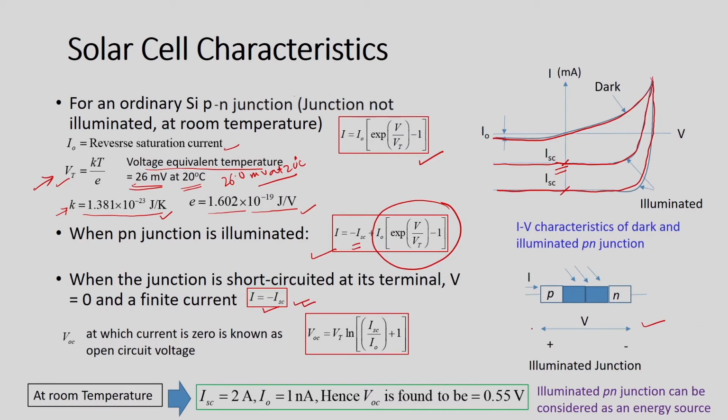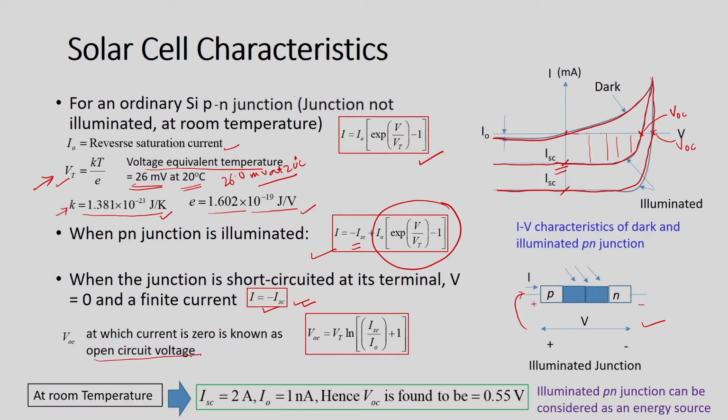Now, if we provide a voltage source to this p-n junction, with the positive side connected to the p side and the negative to the n type, then what will happen? This voltage will start rising from 0 and will increase. Finally, at a certain voltage this current will be 0. These voltages are known as VOC for light source 1 and VOC for light source 2. This VOC at which current is 0 is known as the open circuit voltage.